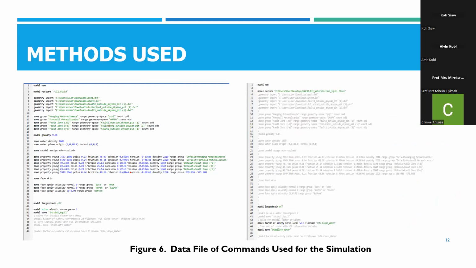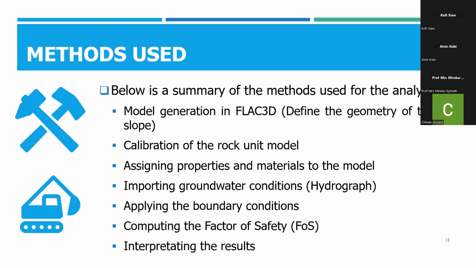And another data file of codes was also created to actually solve the factor of safety of the pit under consideration. So below is a summary of basically the methods that were used in order to carry out the analysis. So a 3D model of the pit was created and it was calibrated to a reasonable extent. And also zone properties and materials were assigned to the model.